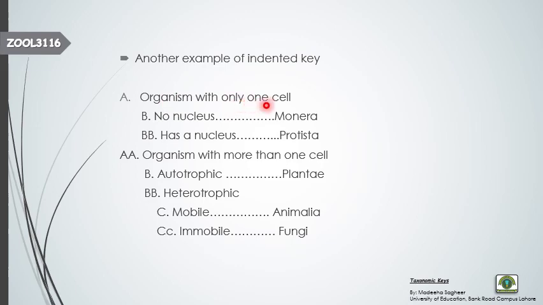Organism with only one cell. So you have two choices now to choose from. No nucleus, okay, then it would be Monera. It belongs to Monera. Otherwise, if it has a nucleus, it belongs to Protista. If our organism, our specimen in hand, consists of more than one cell, then again we would have two choices. Autotrophic. If it is autotrophic, it can make its own food, then it belongs to kingdom Plantae.